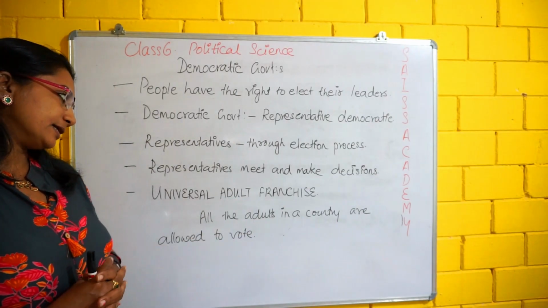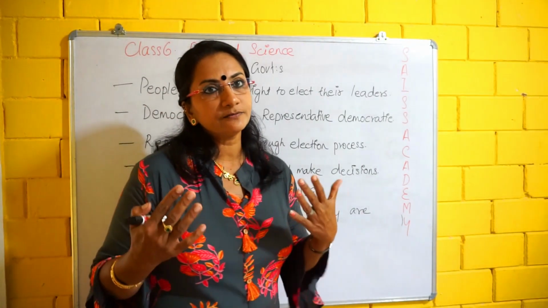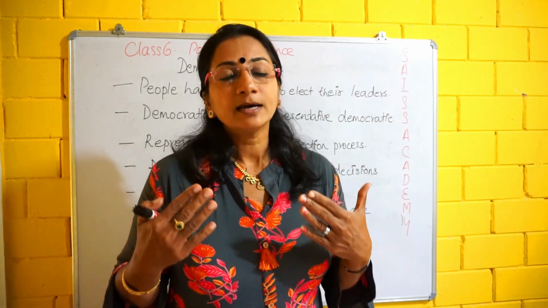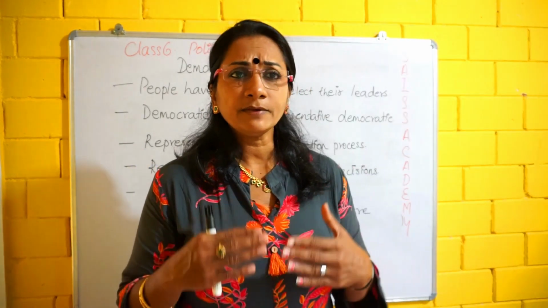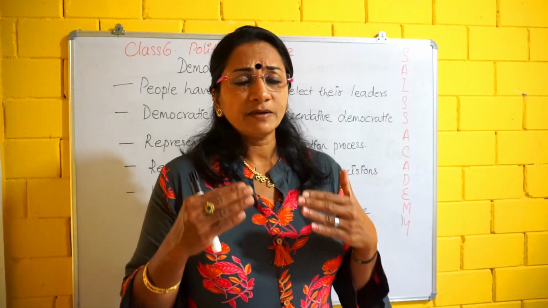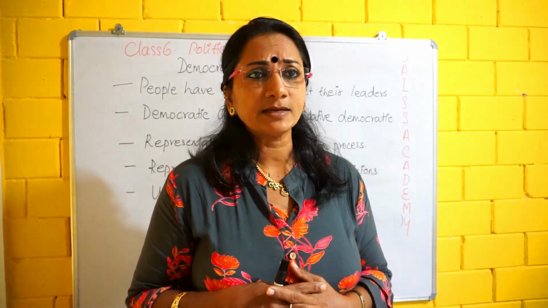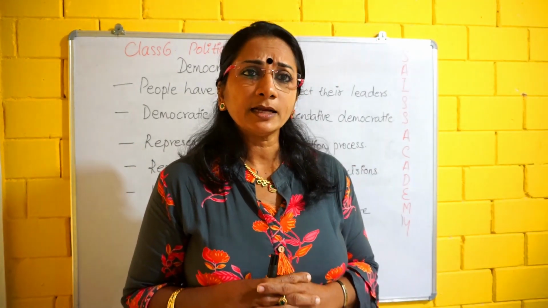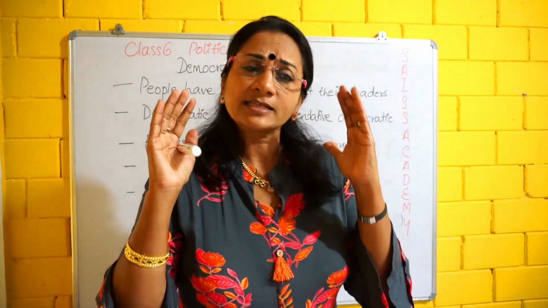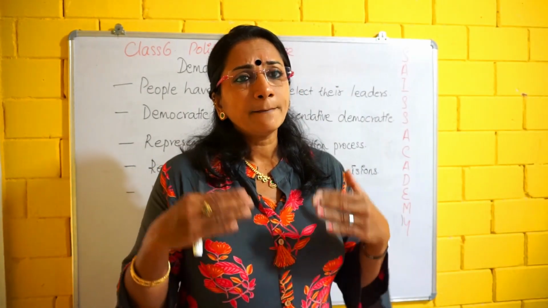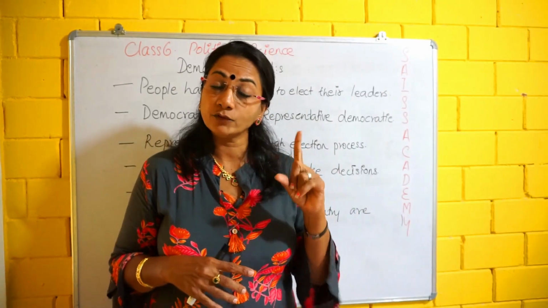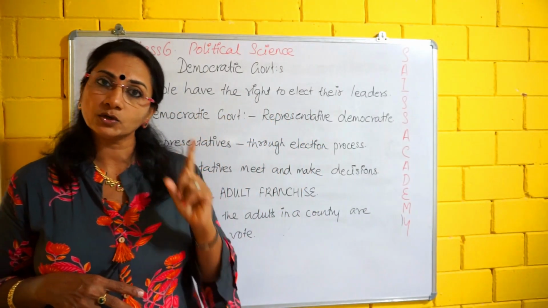What is universal adult franchise? That means all the adults of the country have the right to vote. We discussed this concept before. Before 1947, only a small minority of people had the right to vote. Women and the poor were excluded from voting, and only men who had wealth and education had the right to vote. Before 1947, that was the condition of India.